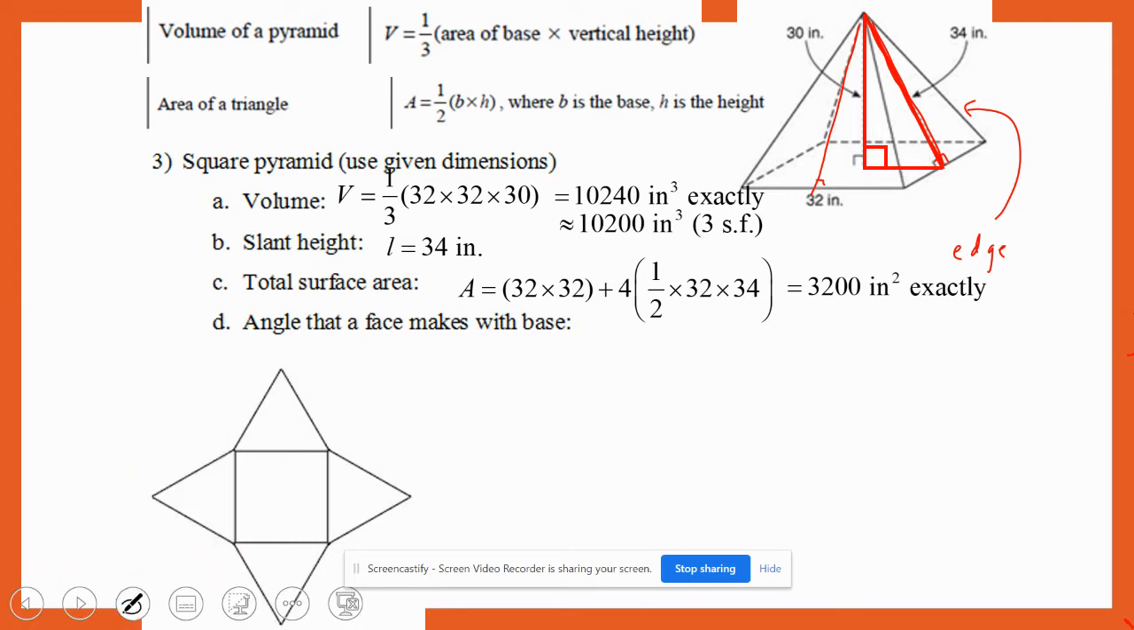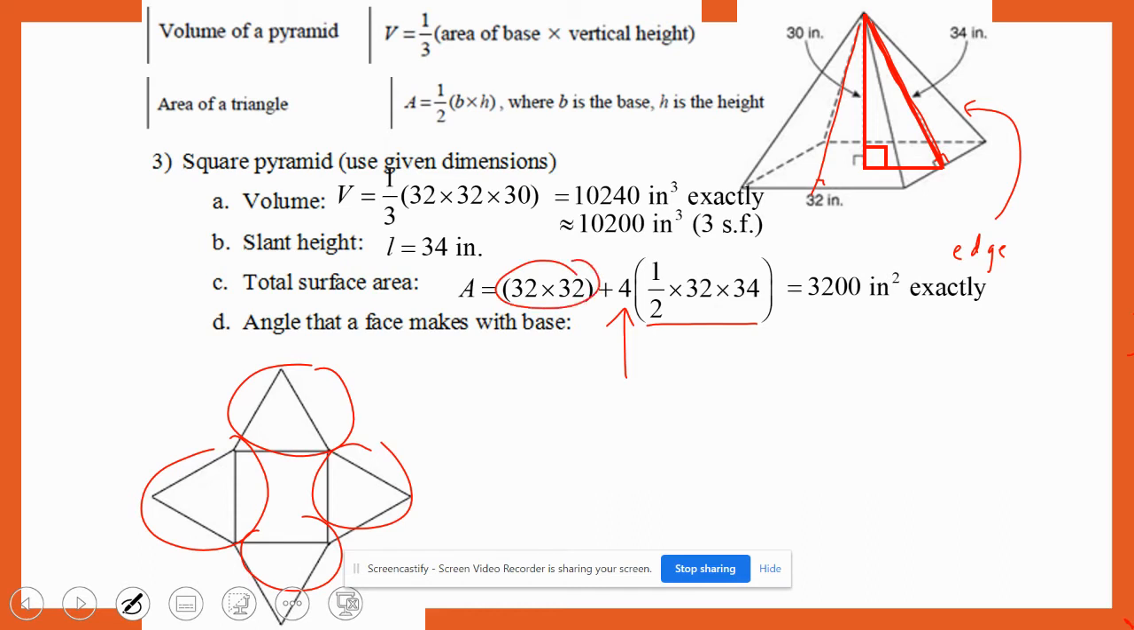So we have a triangle around the outside. Each of these in this case is the same. So 1/2 base times height, 1/2 times 32 times 34. There's 4 of them plus the square base. And then the angle that the base makes with the base, you can see that theta popped in right there.